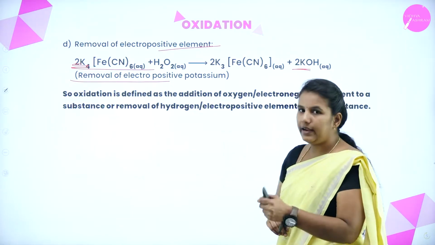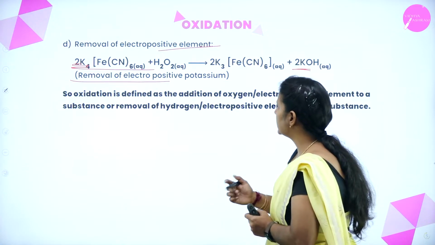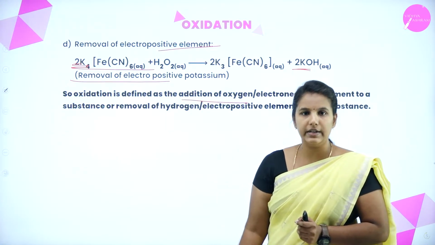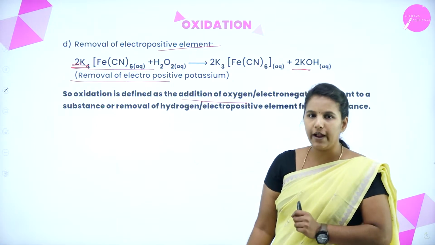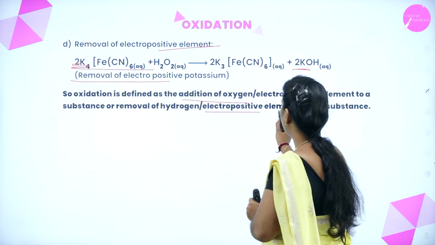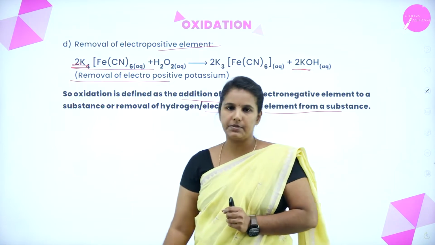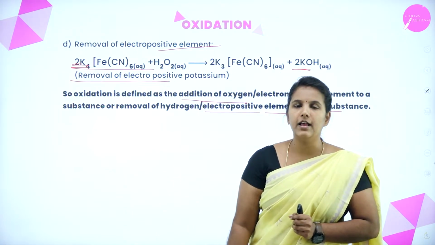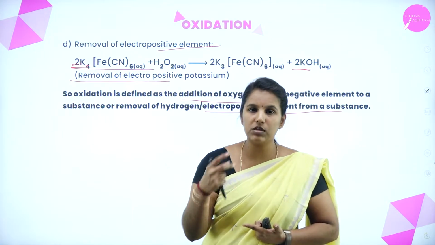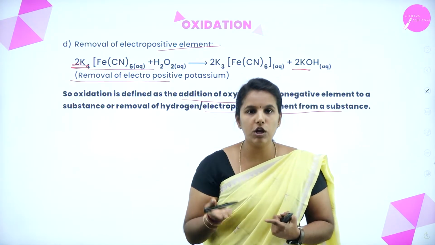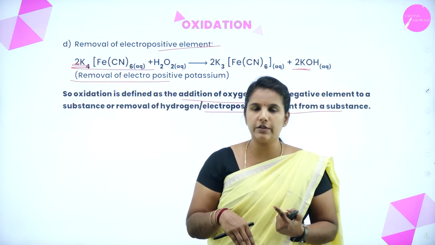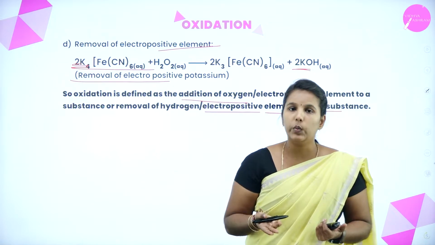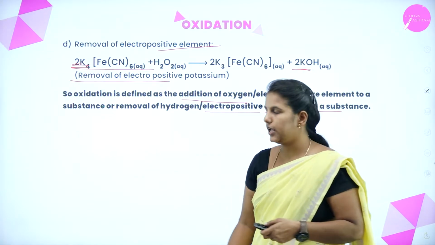So, finally, we can define that oxidation is nothing but the addition of oxygen or the removal of hydrogen or the electropositive element from a substance. This is how we can easily define oxidation. In terms of hydrogen, it is known as removal of hydrogen. In terms of oxygen, it is an addition of oxygen. This is how we can easily define oxidation.